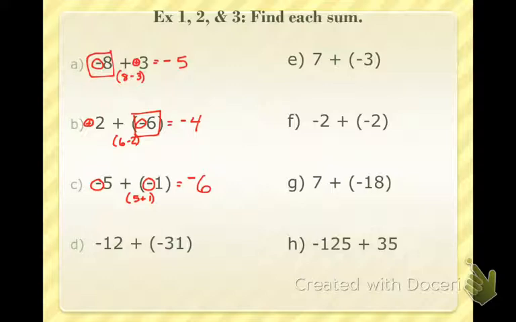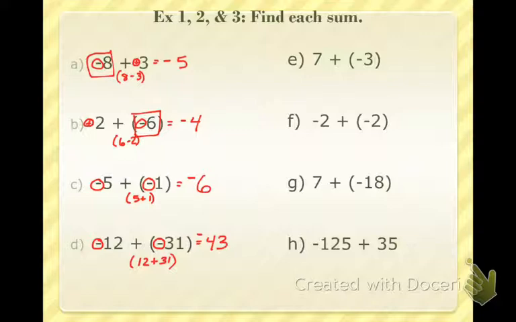D. Again, you have the same signs. They're both negative. So in your brain, you're going to do 12 plus 31. And that would be 43. And they both have negatives, so you're going to put a negative sign.